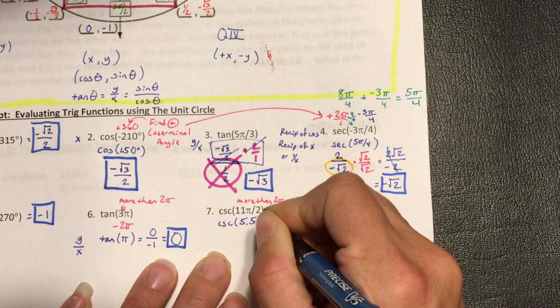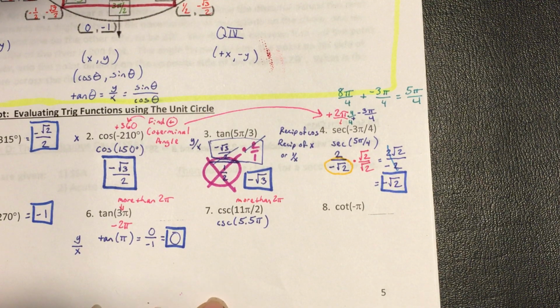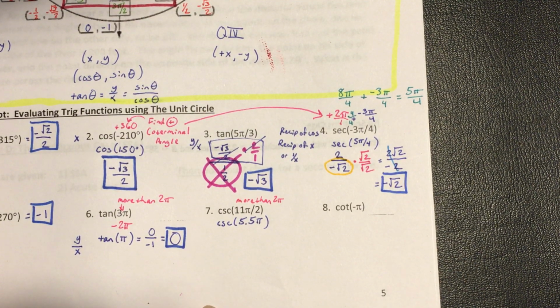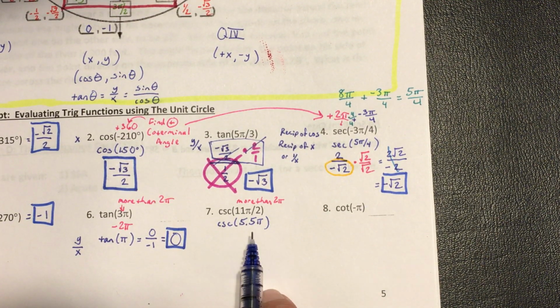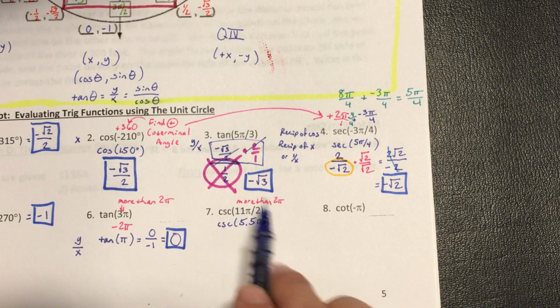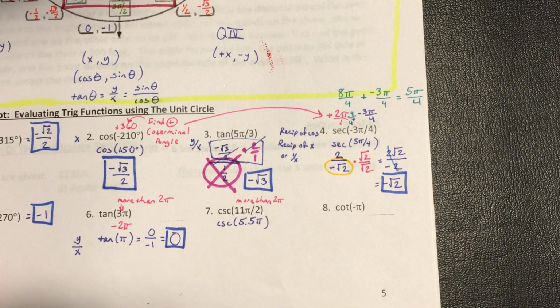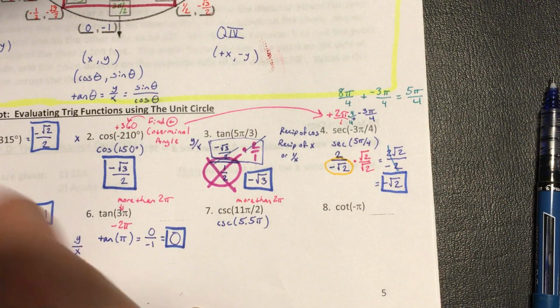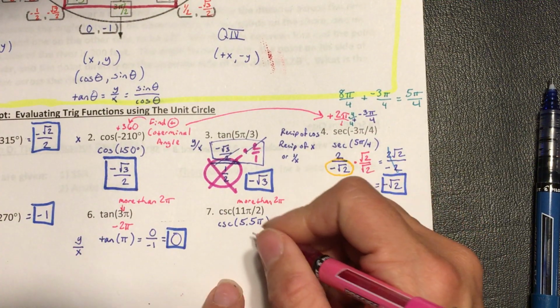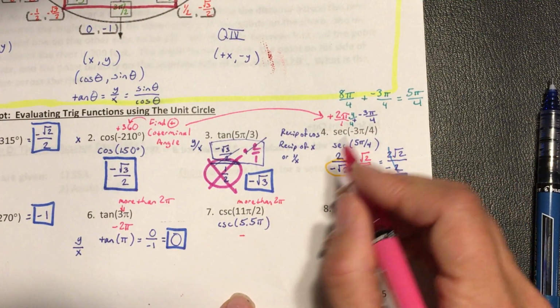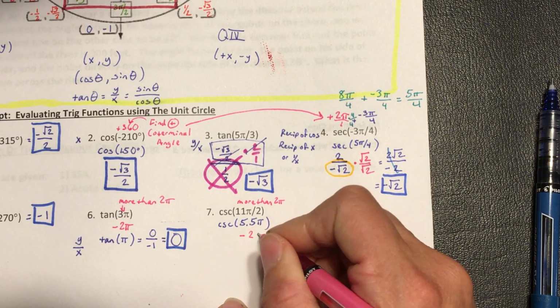And 5.5 pi is beyond the 2 pi that our unit circle shows us. So we are going to have to subtract 2 pi until we find something that is within the 2 pi radians of the unit circle. So I'm going to subtract 2 pi. And notice that I'm just going to leave it in the decimal because if I don't have to mess around with those common denominators, I'd really rather not.